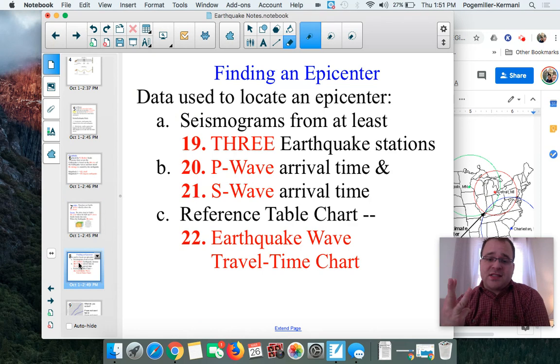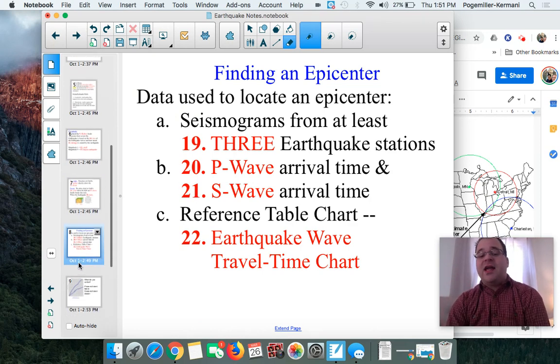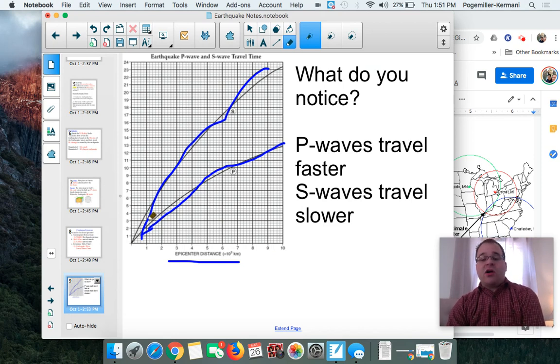You need 3 stations. You need to have the P wave and S wave arrival time and the chart. The chart shows you how long it took a P wave to arrive and an S wave to arrive. That difference in time will let you know how far away your epicenter is. Again, this chart, you don't need to know this year. When you take earth science in high school, you will need to know how to use it.